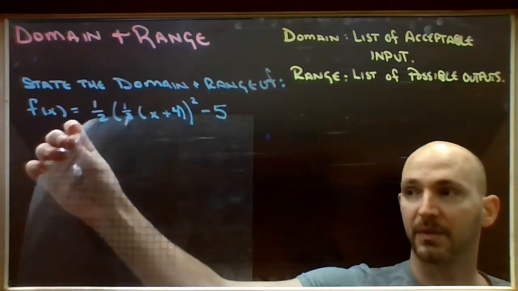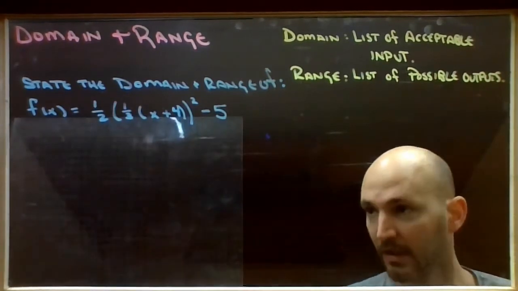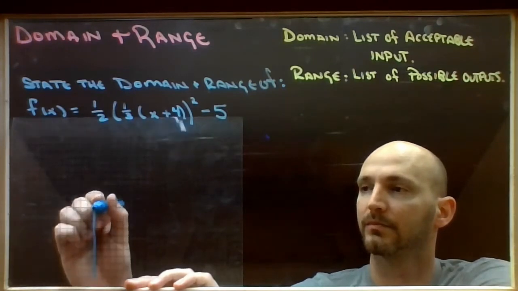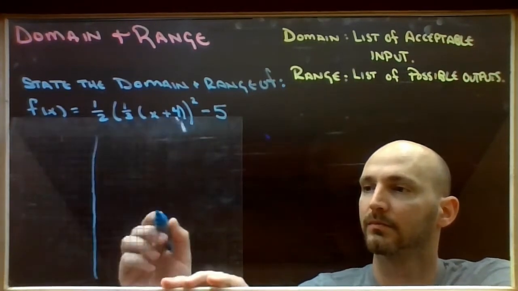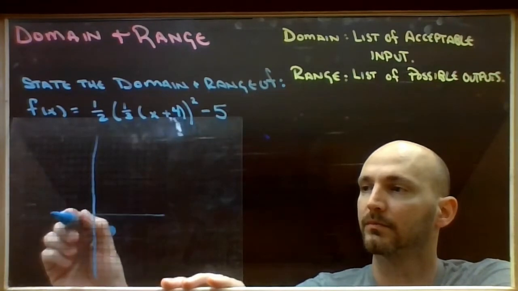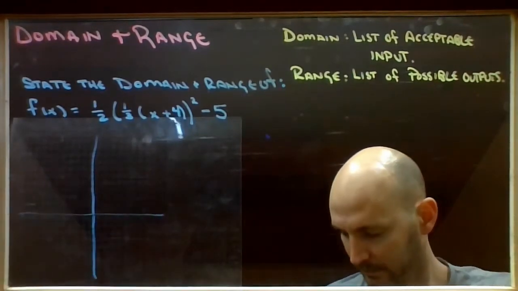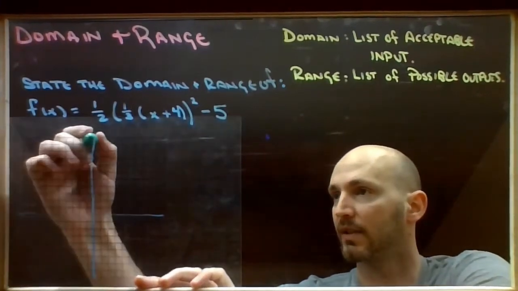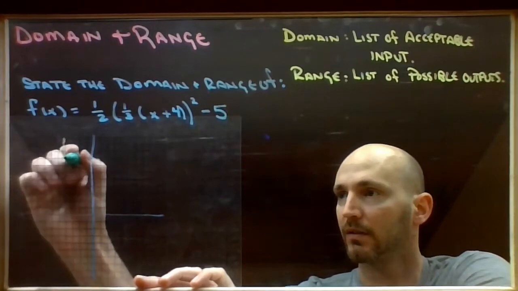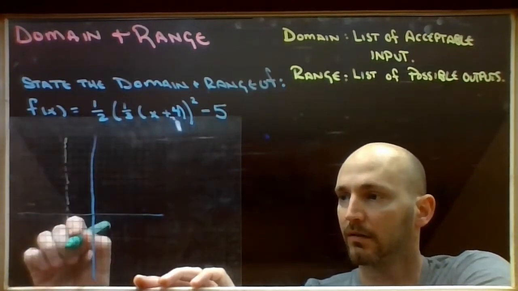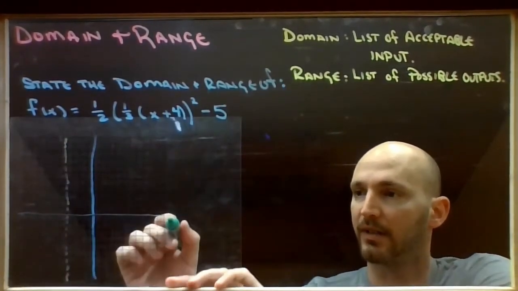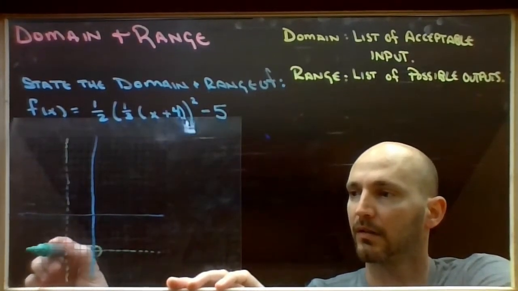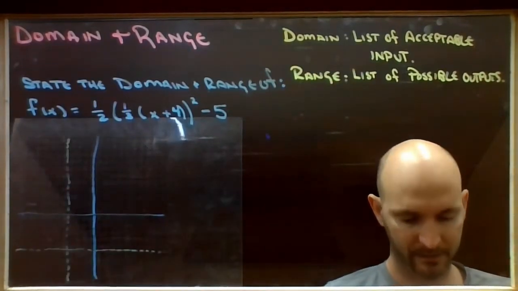So if I pop this up here, put it on my untranslated axis, and if I translate the y-axis 4 to the left, 1, 2, 3, 4, and down 5, 1, 2, 3, 4, 5. There are my new crosshairs.